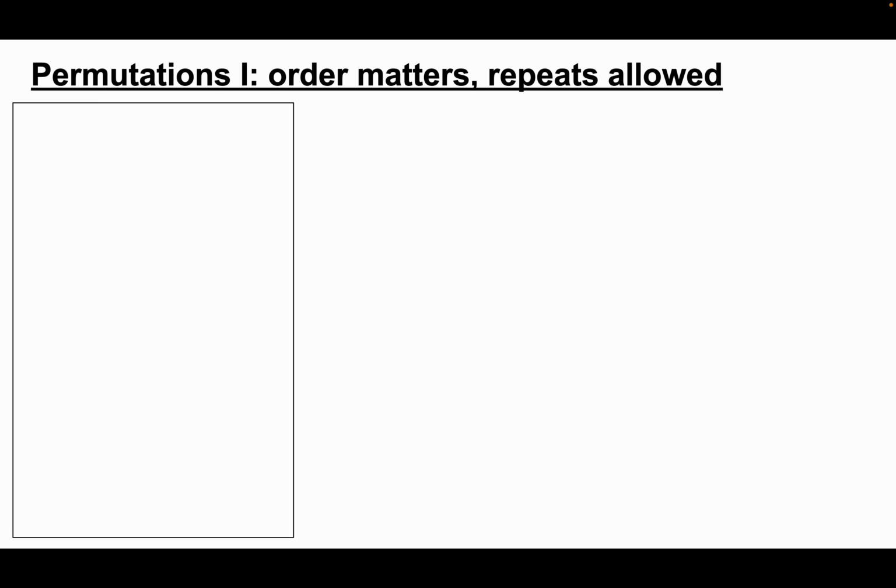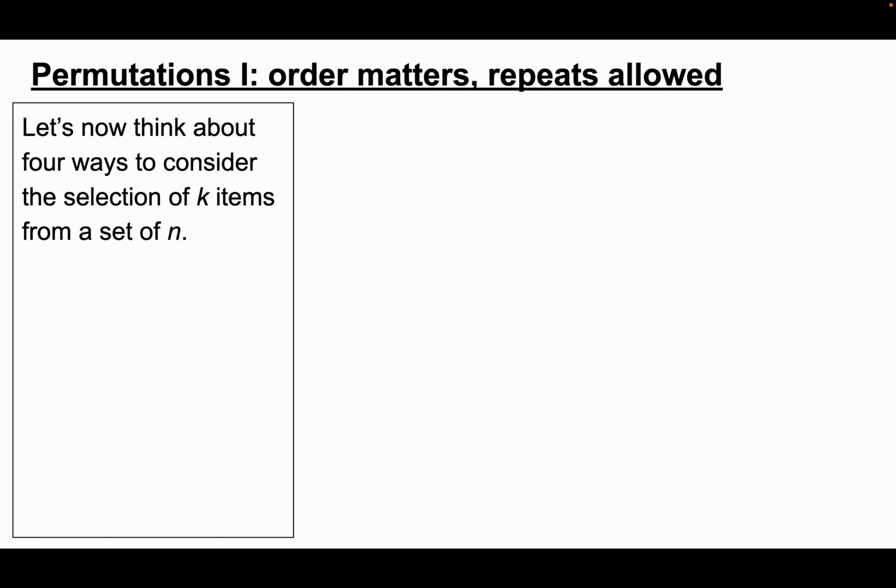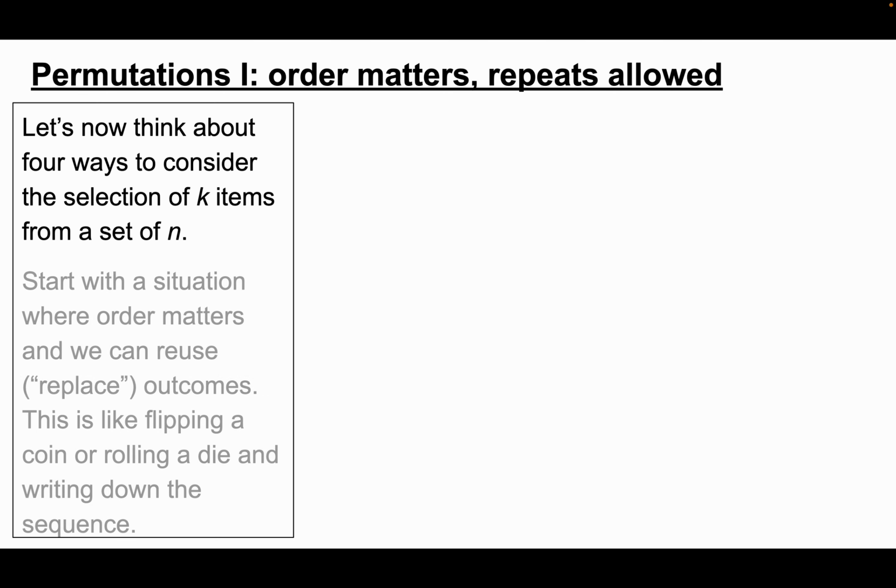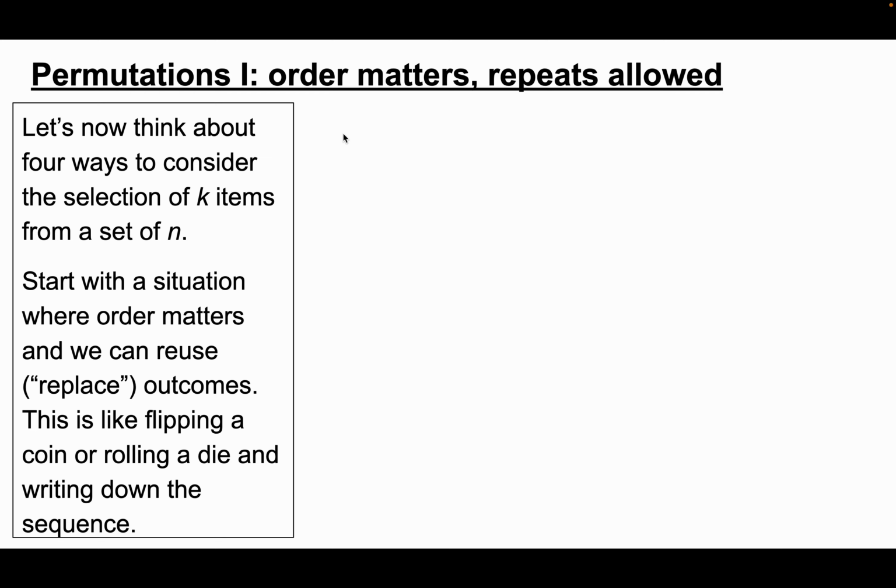So now we need to talk about permutations. So we're now going to think about a kind of different puzzle. There are 4 ways to consider the selection of k items from a set of n. We'll start with permutations, which are a case where order matters and repeats are allowed.